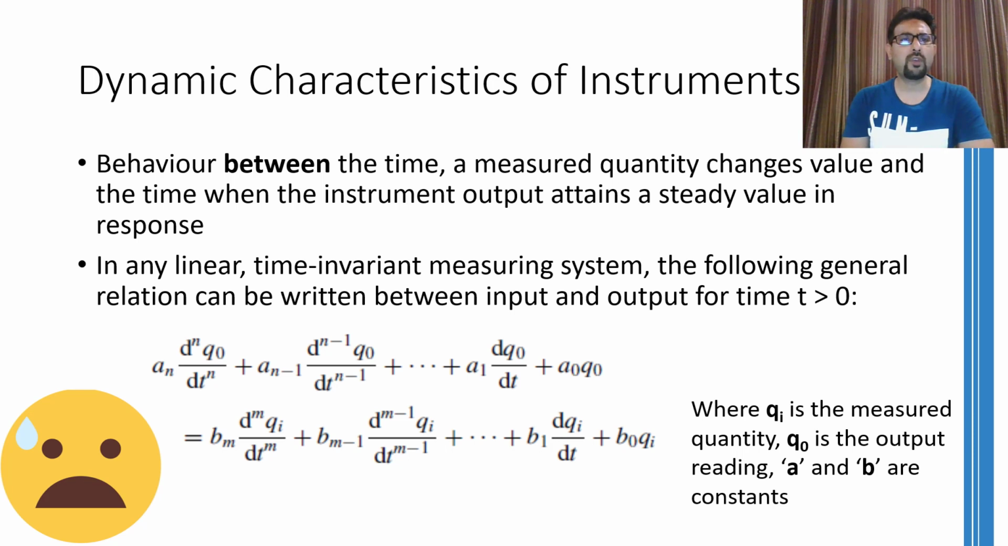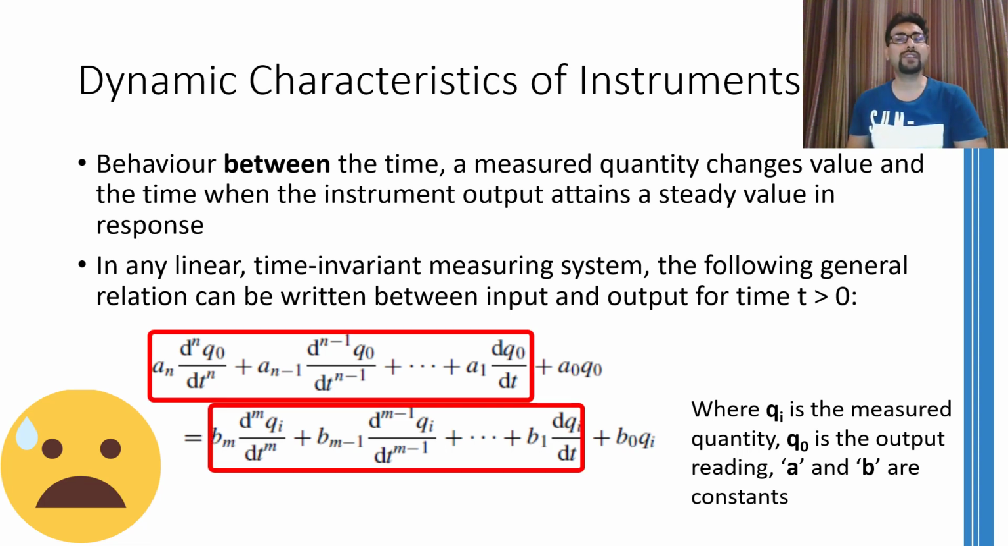Simply stated, this equation tells us that the output of any system, which is Q naught, depends not only on the current input, that is Qi, but also on previous inputs and previous outputs. Over here, the delta terms or the differentiated terms, that is differentiation of Q naught with respect to time and differentiation of Qi with respect to time, indicate previous inputs and previous outputs.